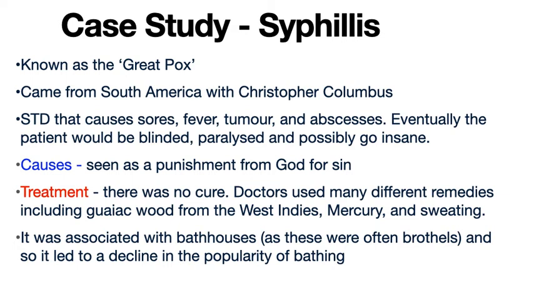There was no effective cure anyway, but doctors tried lots of different remedies, including herbal remedies from the New World, such as guaiacum wood from the West Indies, chemical cures, like using mercury, and humoral cures, like trying to sweat the syphilis out.